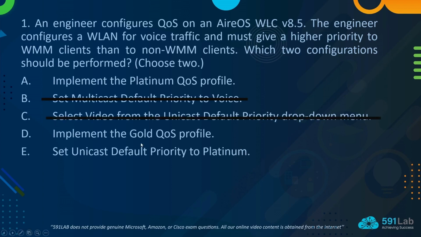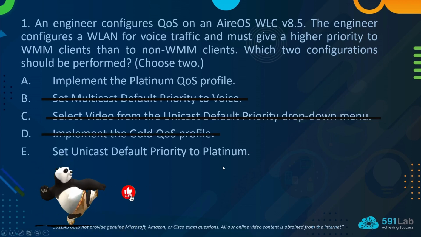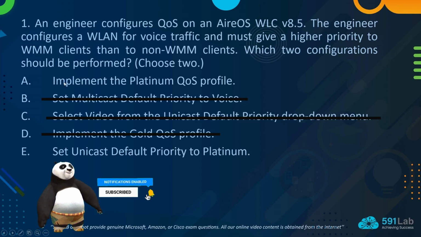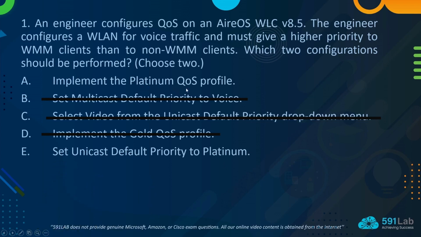And also, we talked about the gold QoS profile. The gold is also for the video, and in our case, it's not what we want. So we do not want this option as well. The best option to choose is to implement the platinum QoS profiles, just like we saw in the previous picture. The platinum is used for the voice traffic, and we also set the unicast default priority to platinum. So we set the highest priority to the voice calls. Okay, so the answer is going to be A and E.